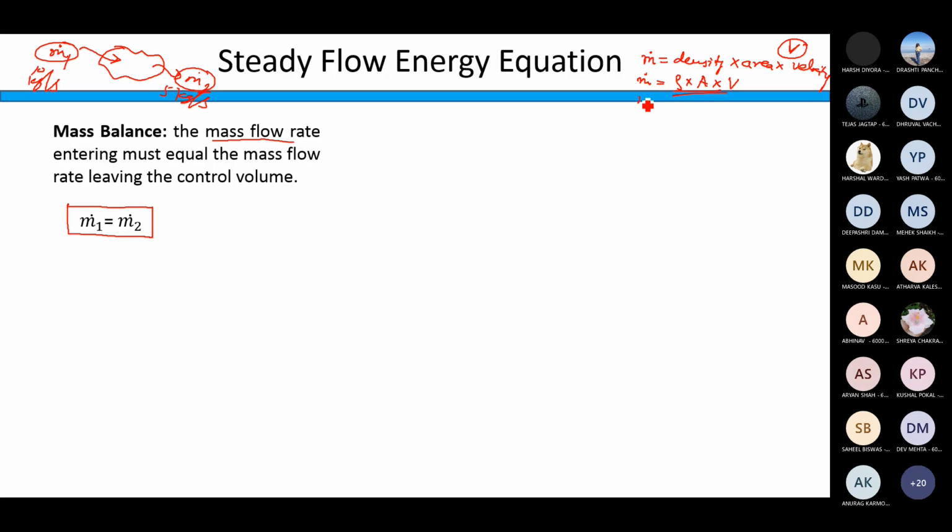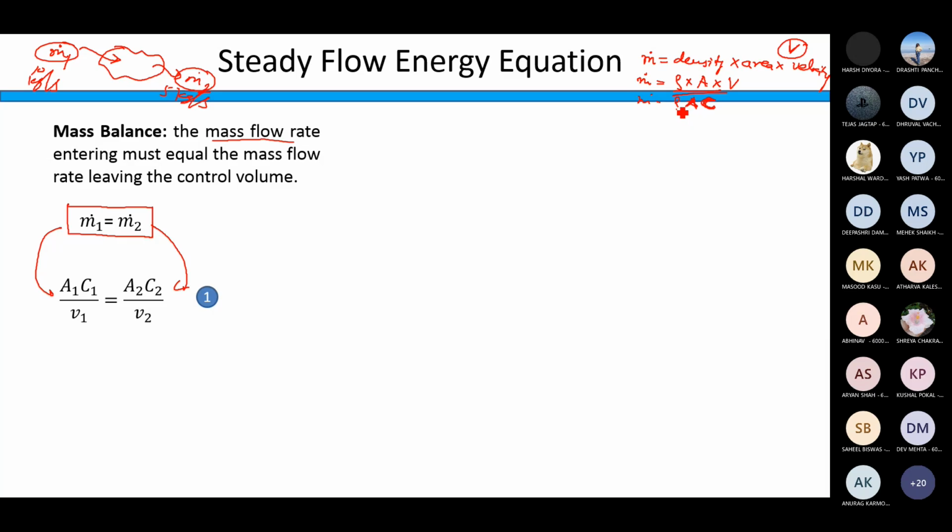In our case it will be rho A C, because we are using capital C for the velocity, rho AC, correct? And now what is this density? I can write this equation 1. So m dot 1 can be represented by this expression and m dot 2 by this.